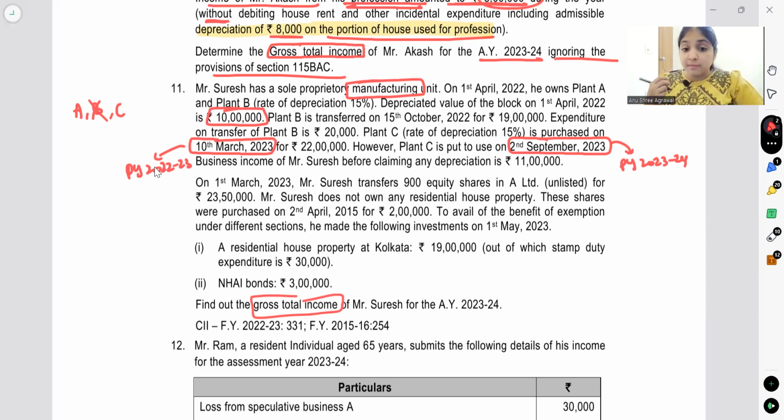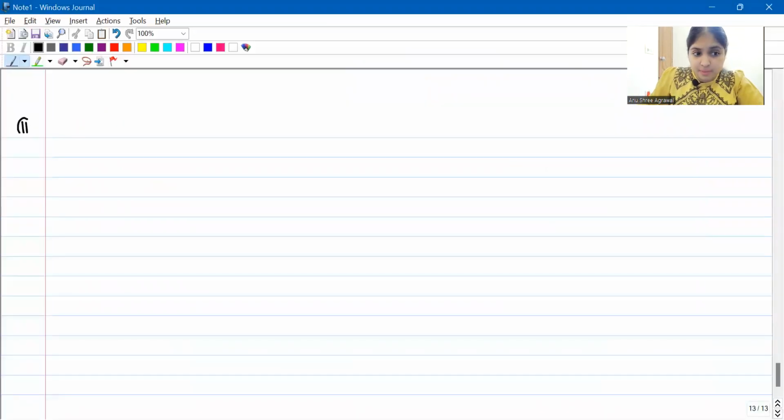All right. Very obvious. Looking at the question, how many heads are involved? Again, we have only 2 heads. Here we have PGBP and here we have capital gains. So we'll do it in the usual manner, just like how we worked out question number 10. Same way, we'll have the first part for PGBP maybe. So part A, PGBP.